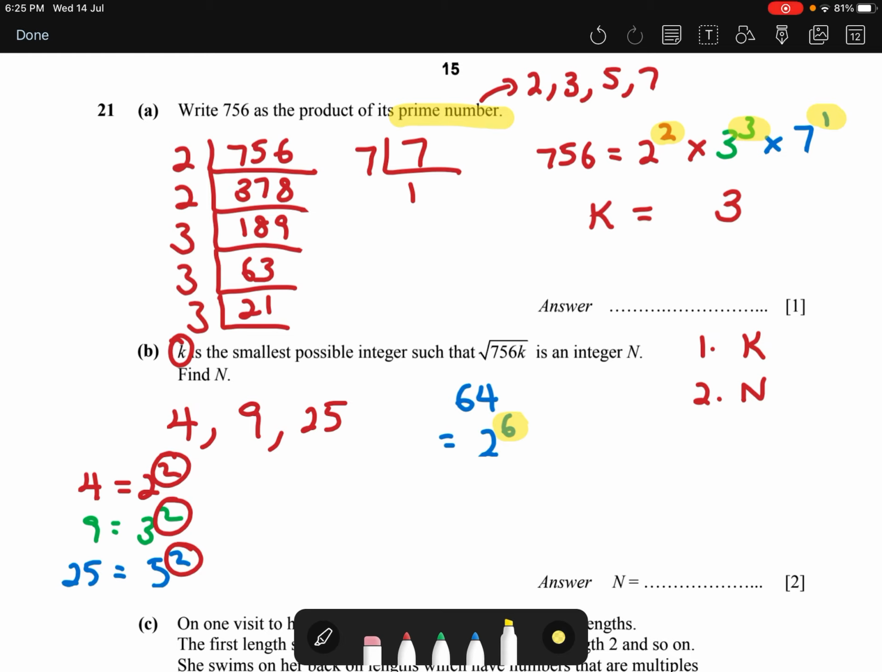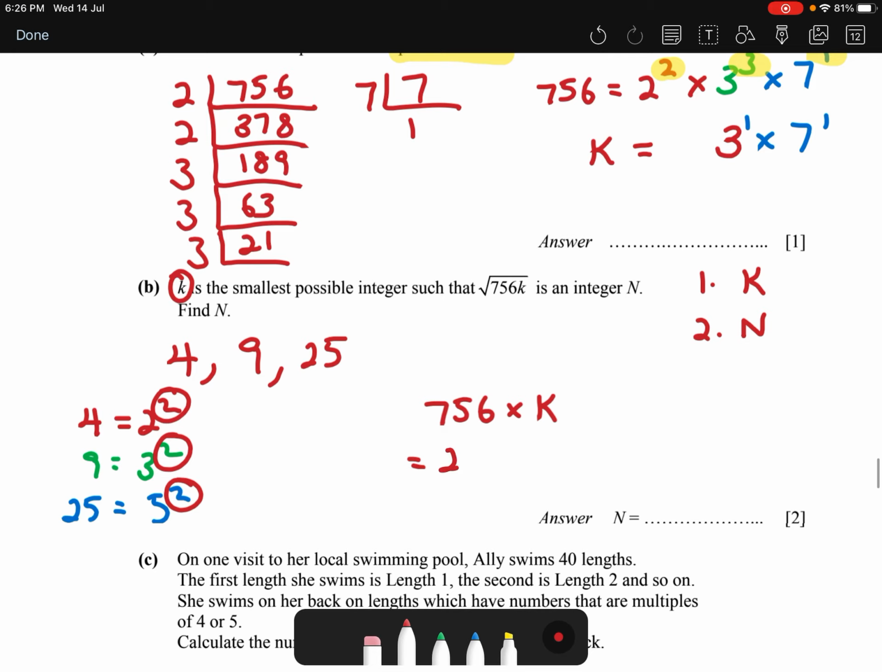Okay, so I need to multiply that by another 7 to the power of 1. In this case, I have made my 756k such that all the powers are multiples of 2. Let me just write it down. If I write 756k, that means 756 times k.